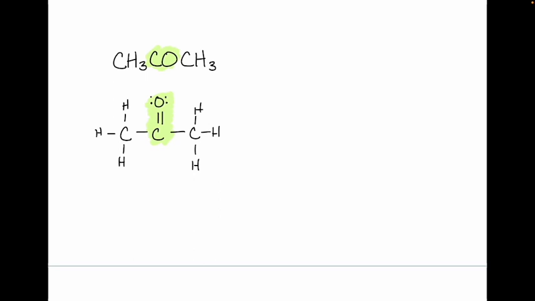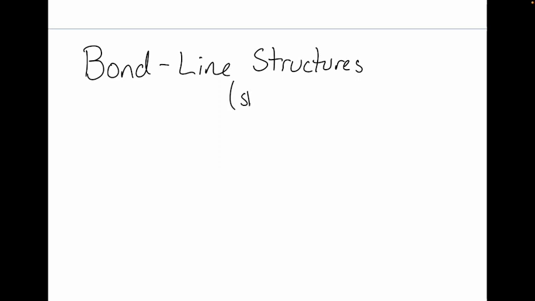Okay. All right, so now to the fun part. And I know that was already so much fun, but now we're going to get to what are called bond line structures. Other places call these skeletal structures. I learned it as bond line structures, so that's what I'm going to stick with.